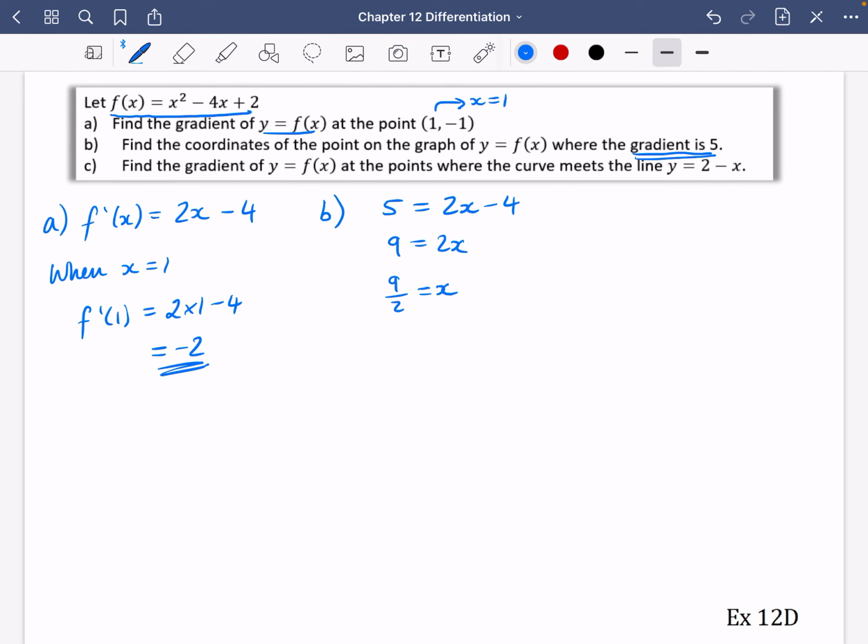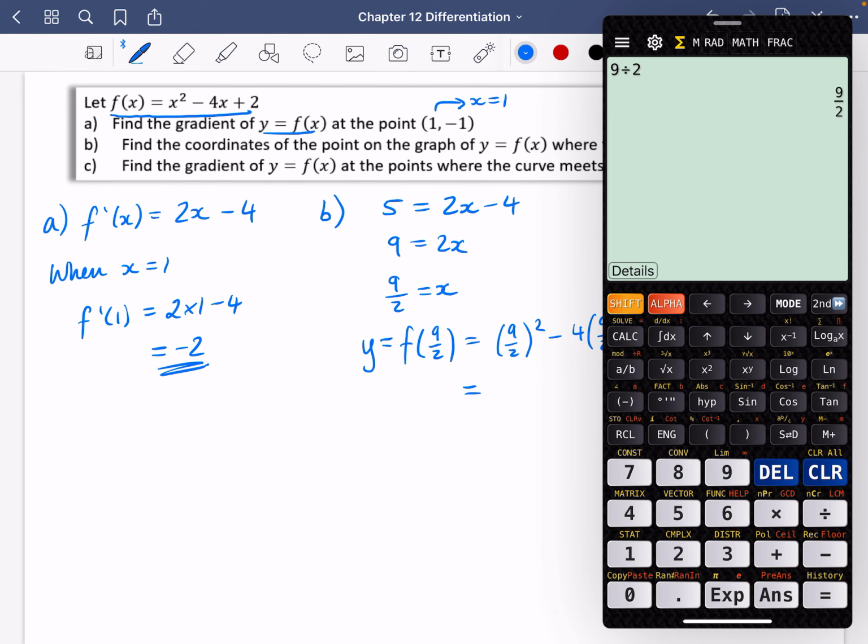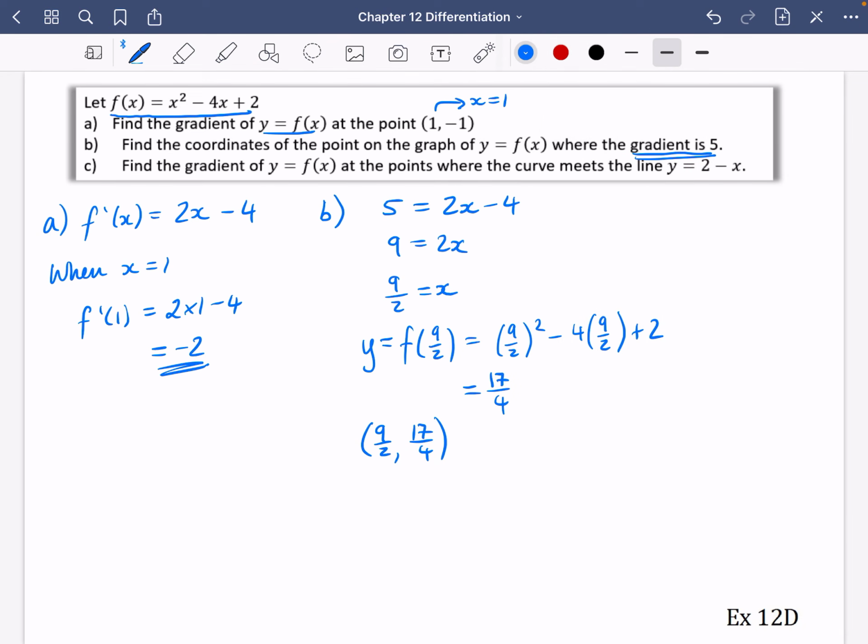And I'm going to try and find out what the y coordinate is. So the y coordinate is when you substitute 9 over 2 into the function. So it's going to be 9 over 2 squared minus 4 times 9 over 2 plus 2. I'm just going to be lazy and put that in my calculator. So I'm going to put 9 over 2 in as my answer, and then I'm just going to do answer squared minus 4 times the answer plus 2. And I get the answer 17 over 4. So that means the coordinate is (9/2, 17/4). That is the point on the graph where the gradient is 5.